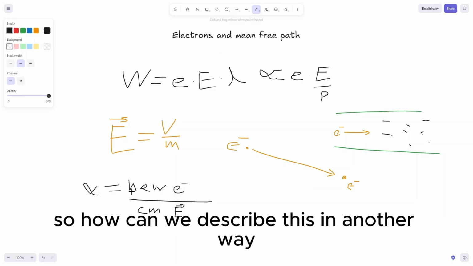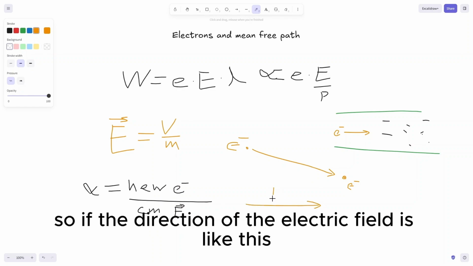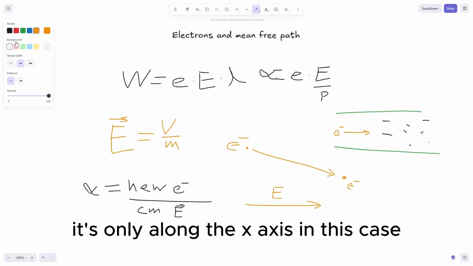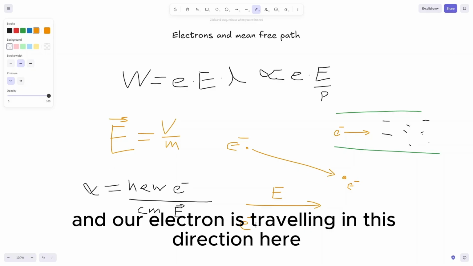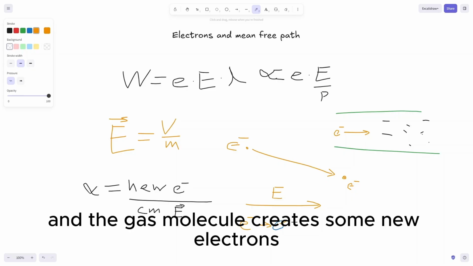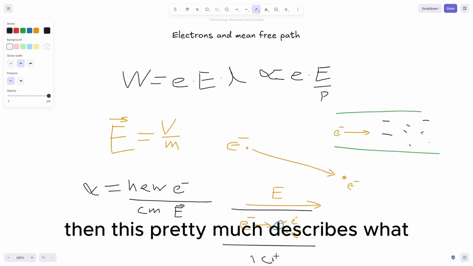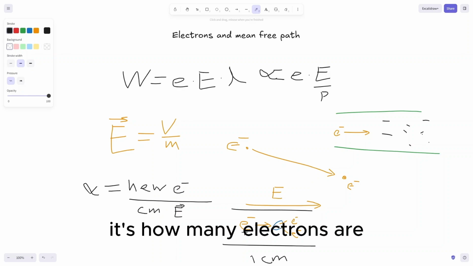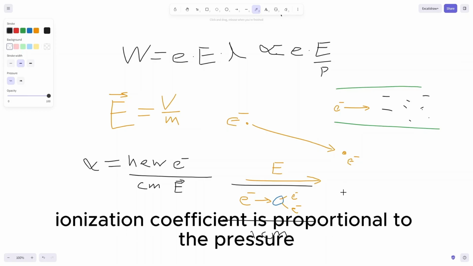So how can we describe this in another way? Well, let me try to draw it again. It should be in the direction of the electric field. So if the direction of the electric field is only along the x-axis in this case, then we have our electron traveling in this direction here. Then the electron hits a gas molecule, and the gas molecule creates some new electrons. This is actually ionization happening. And this happens over 1 centimeter in the medium here. So this is 1 centimeter. This pretty much describes what the ionization coefficient is. It's how many electrons are created along this path. And lastly, the Townsend coefficient, or ionization coefficient, depends on the pressure.